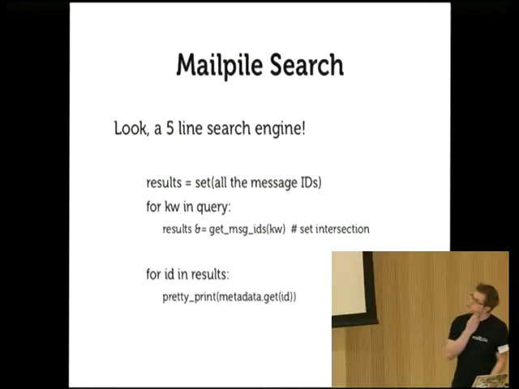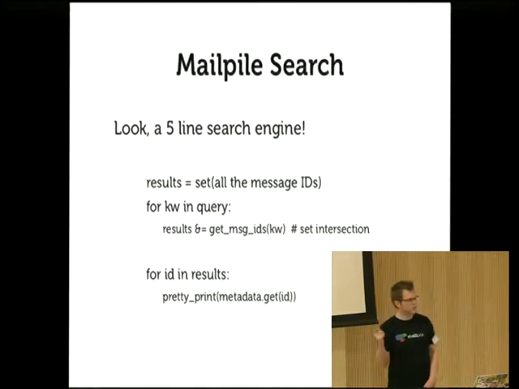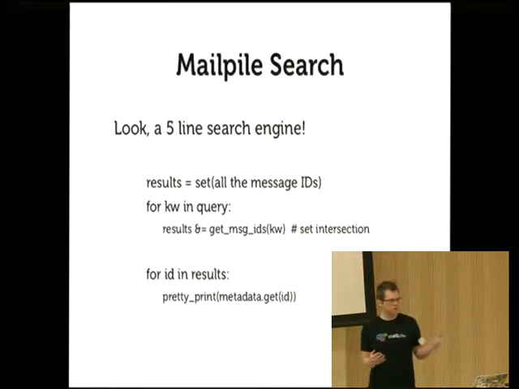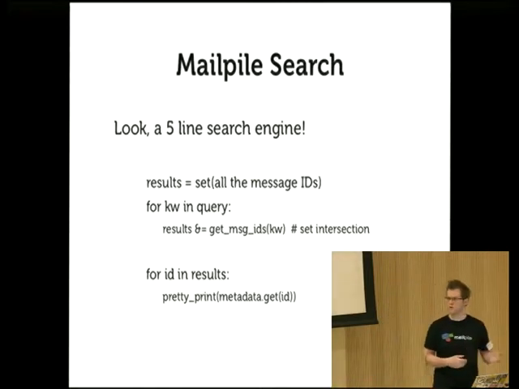So putting those two things together, that's a five-line search engine. Start with a set of all of the message IDs that exist. For each keyword in the query, you narrow down the set. You just look up the message IDs that match that query, and you do a set intersection. Then when you've done that for all of the terms that people are searching for, you go through the results and you print them out. That's the core of the search engine right there.